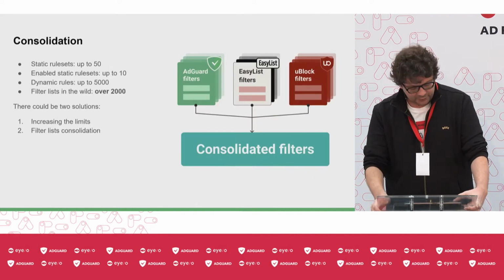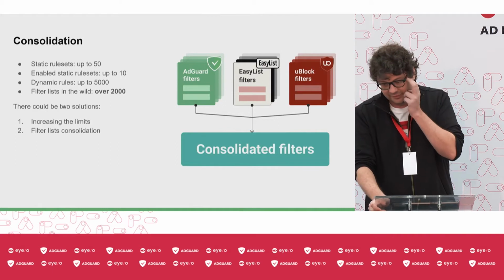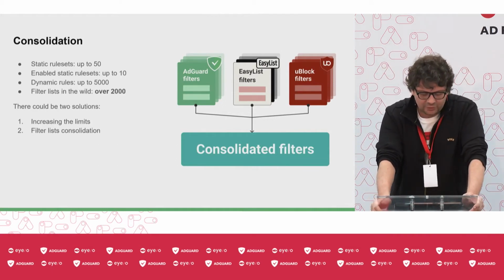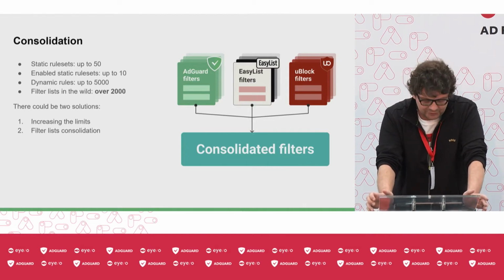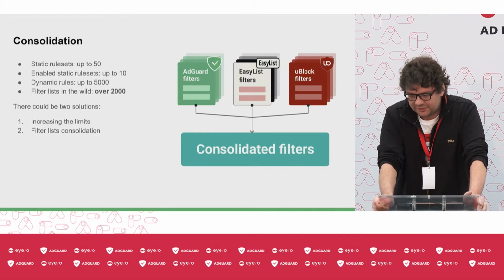And finally, third point, I would like to talk about limits again. So Chrome imposes limits on the number of static rule sets that can be included into the extension. You can only include up to 50 rule sets, and you can only enable up to 10 rule sets.